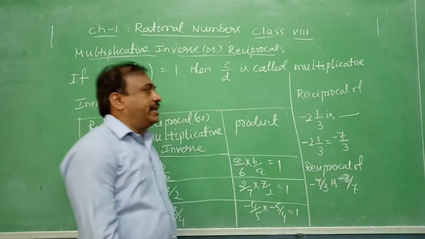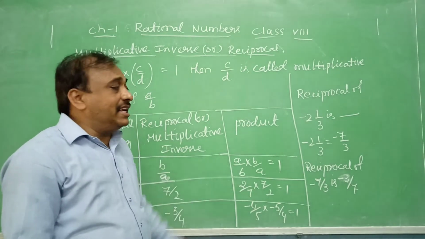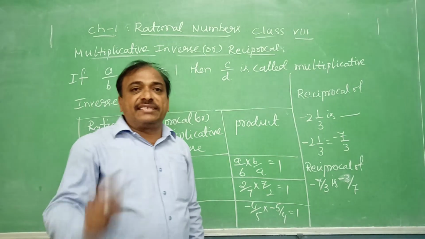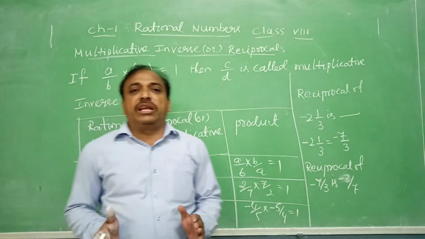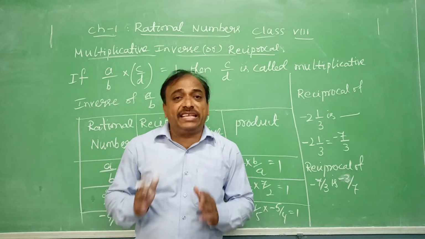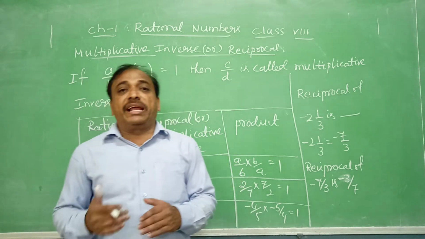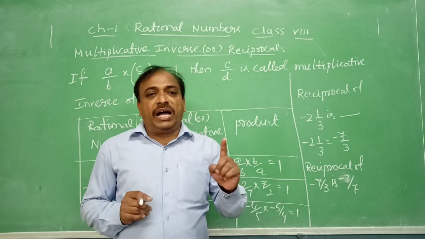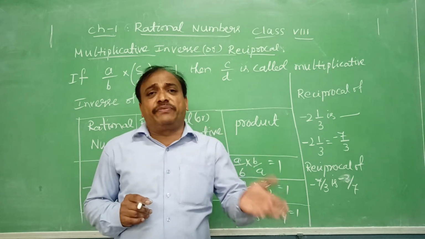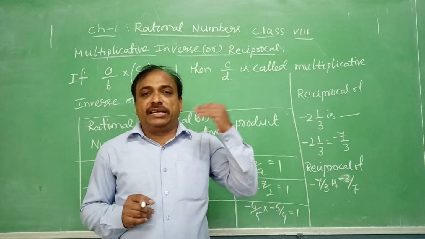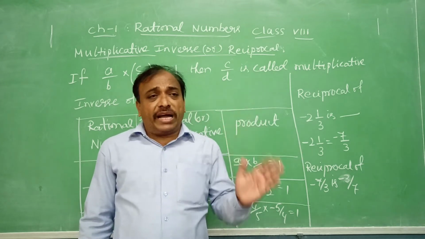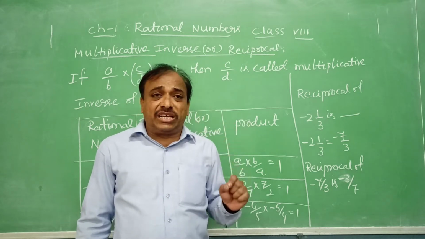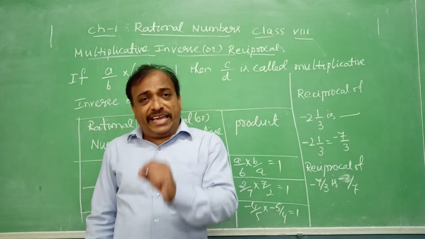And one more important thing: a rational number which does not have a reciprocal is 0. The rational number which does not have a reciprocal is 0. Which numbers are the same as their reciprocal? 1, 1 is its own reciprocal. Minus 1 also, same. So 1 and minus 1 have the same reciprocals, whereas 0 does not have a reciprocal.